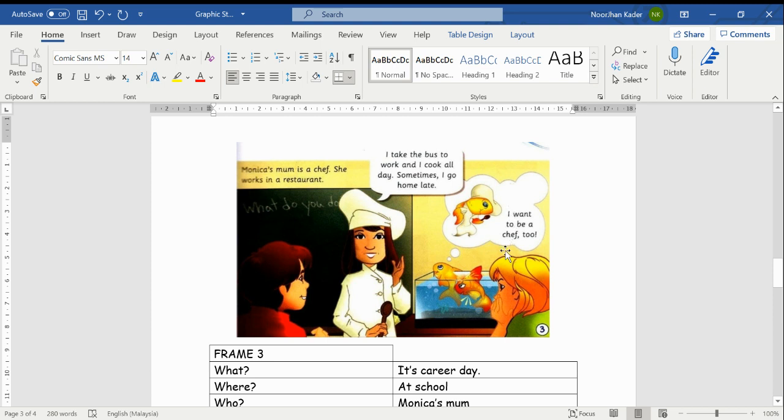And the yellow goldfish keeps on harping, doesn't stop talking. It says, I want to be a chef too. And the orange goldfish is getting angry.